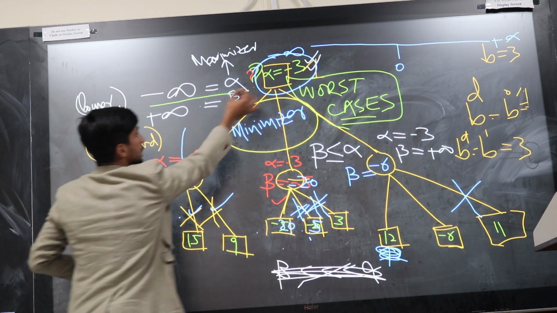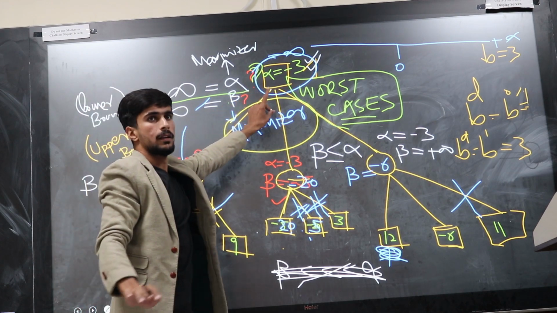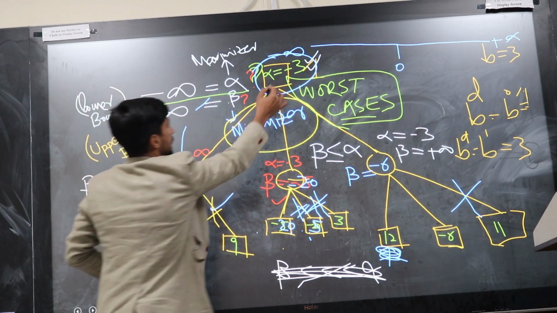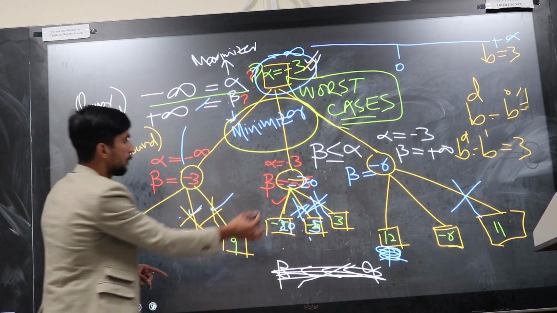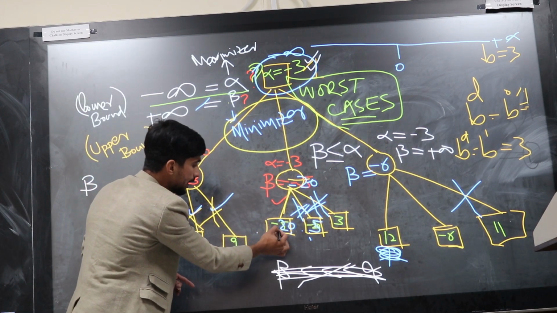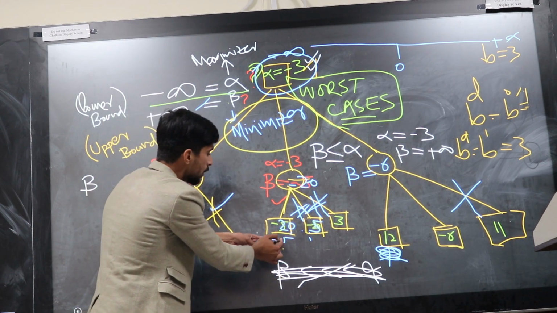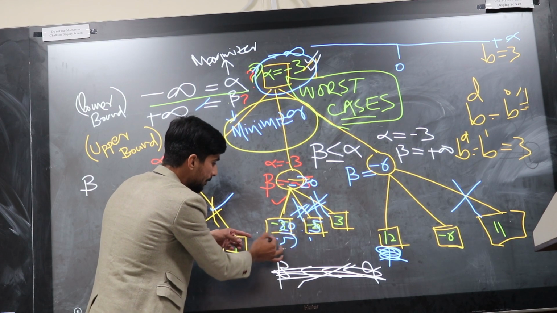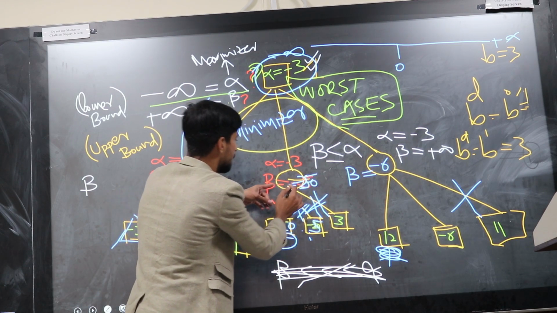So it will move there and assign -3 to alpha. Is that clear? Now it will move to this branch. Here alpha is -3, and we check in the leftmost. So here is -5, or suppose -20. For example, -5. So -5 will come in beta.